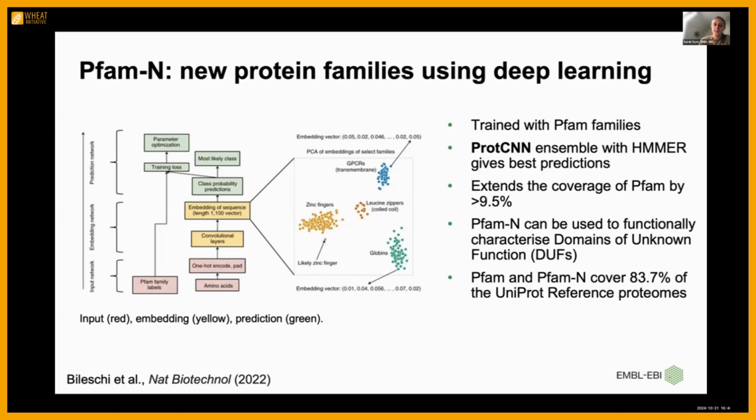anything, of all the different combinations they tried. And it's extended the coverage of PFAM by 9%. And it has actually been able to functionally characterize some of these domains which didn't have any predicted function before. And again, this was published in 2022.